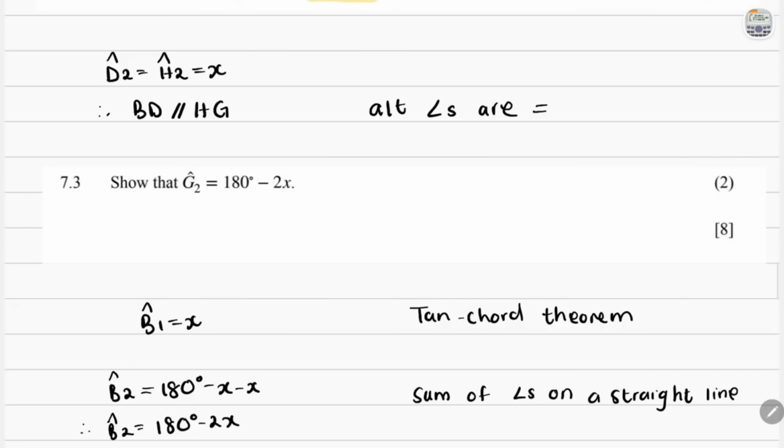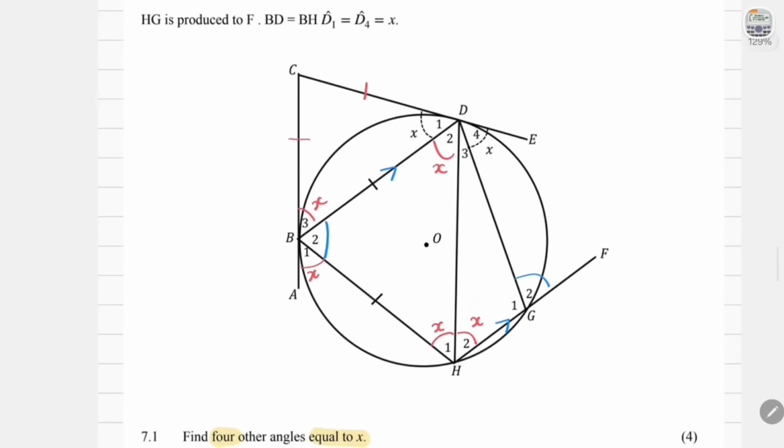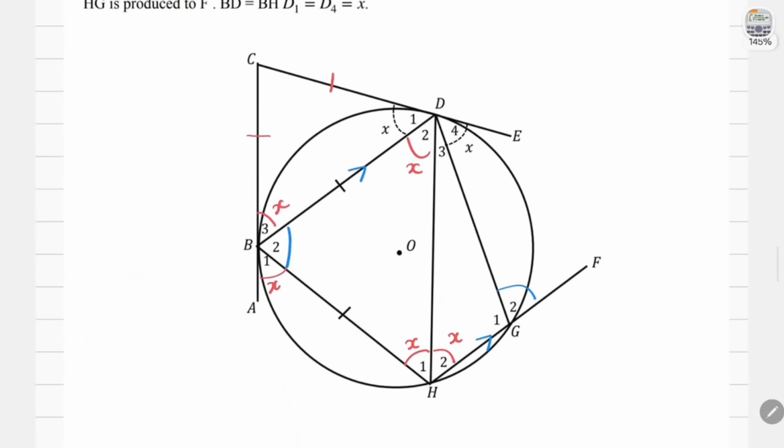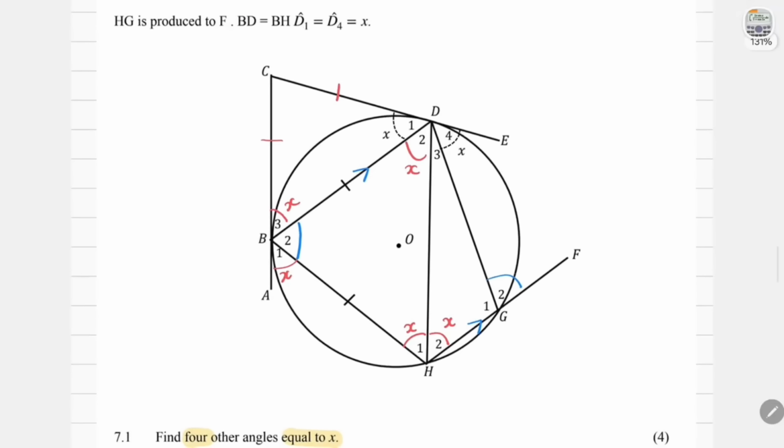Now, this took 3 steps. This was for 2 marks, so there was probably a quicker method. Let me see, what would have been the quicker alternative? Here is the alternative method. You see how this is a tangent and this is a chord. The angle between the tangent and the chord, D1 and D2, which make up 2x, would be equal to the angle at the circumference subtended by that same chord. So this would also be 2x. Therefore, angles on a straight line add up to 180 degrees, and this would still be 180 degrees minus 2x. So there are 2 ways you could have done that.